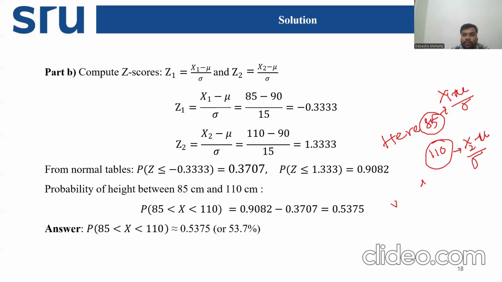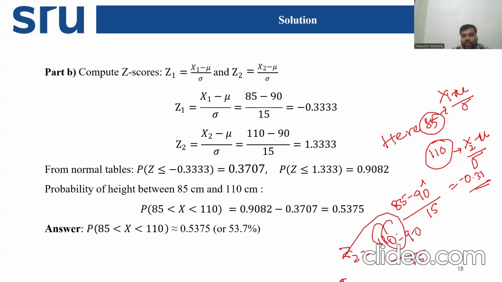So x1 minus mu is 85 minus 90 divided by 15. That is minus 0.33. Okay. Again for Z2, when you are calculating, that is 110 minus 90 divided by 15, because the height is given 110, and in the other case it is 85. So that value you are finding is 1.33. For one case you are finding minus 0.33, for the other case you are finding 1.33.